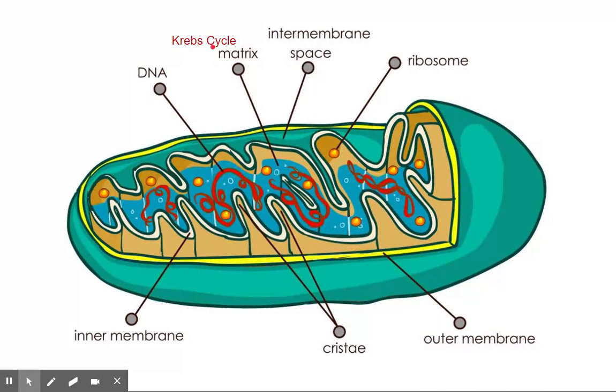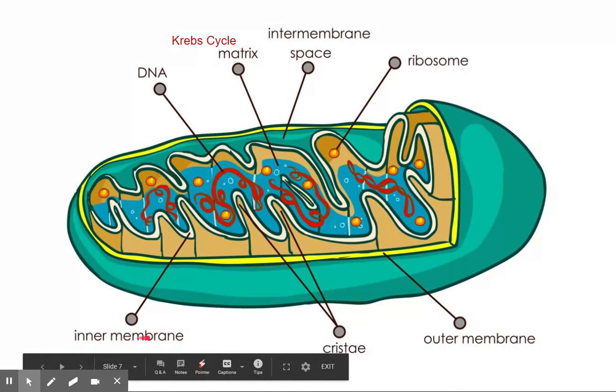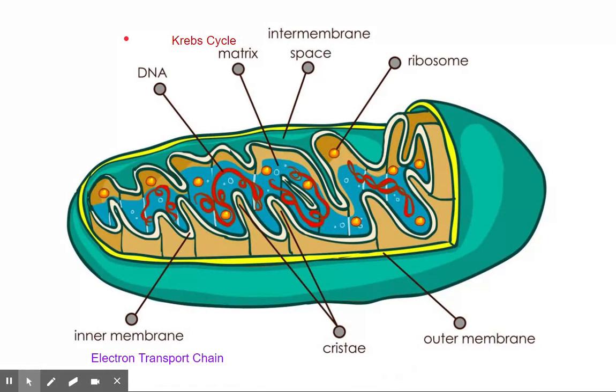So when we think about the Krebs cycle, you want to think about it taking place on the inside here, on the very inside of the mitochondria at the matrix. And then when we're talking about the inner membrane, that is where we have the electron transport chain taking place. So the electron transport chain is taking place on this inner membrane here. That's the ETC.